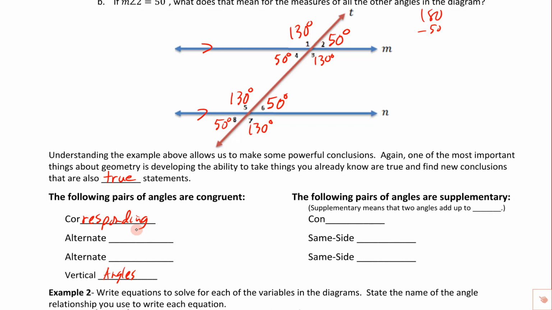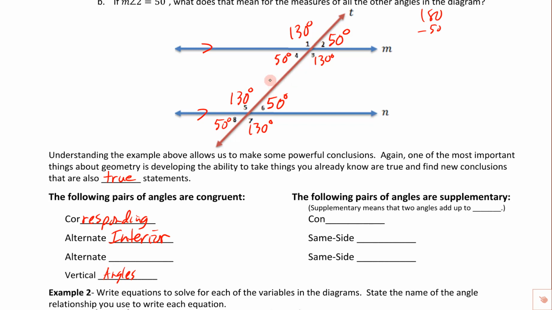Okay, the next thing we want to look at is this. On the inside, this is 50 and this is 50. Now notice it's across the transversal on the inside, so these are alternate interior angles. So these are across from each other on opposite intersections. Same thing with these. So 3 and 5 are alternate interior, 4 and 6 are alternate interior, and they're congruent. The 50 with the 50 and the 130 with the 130.